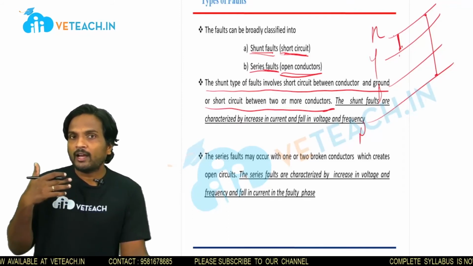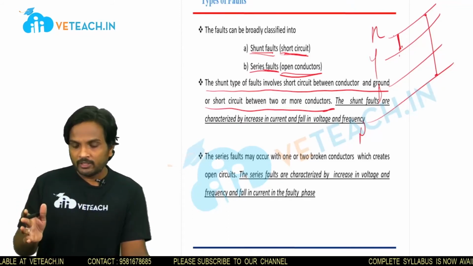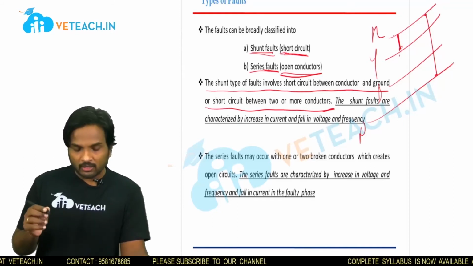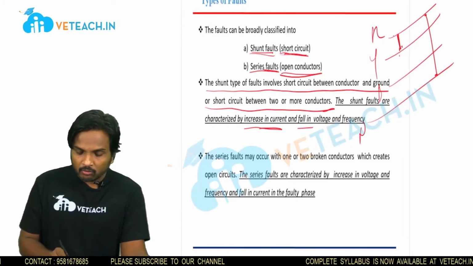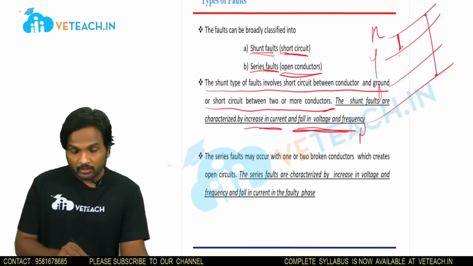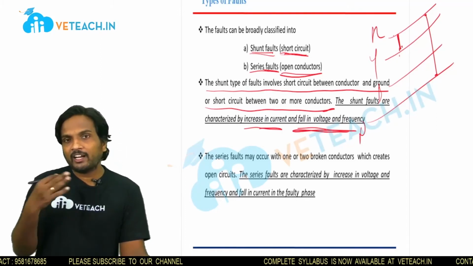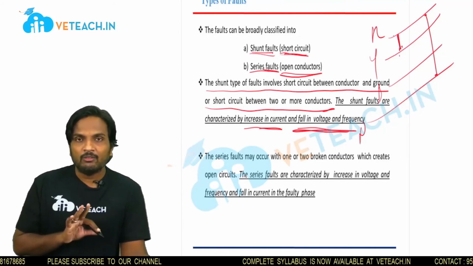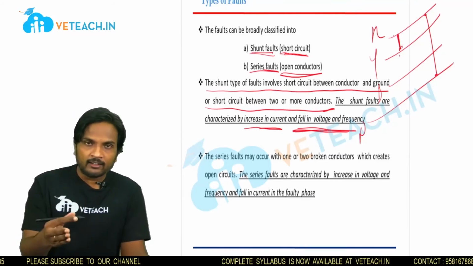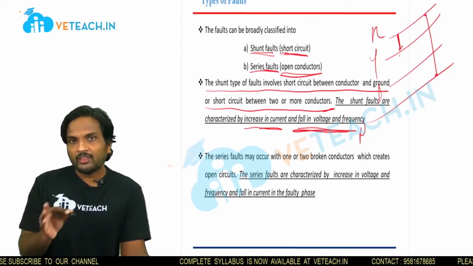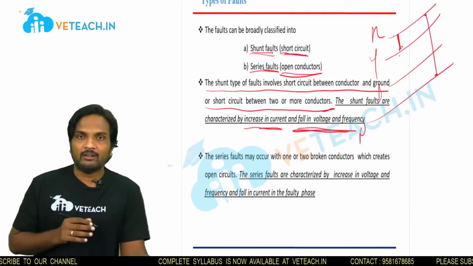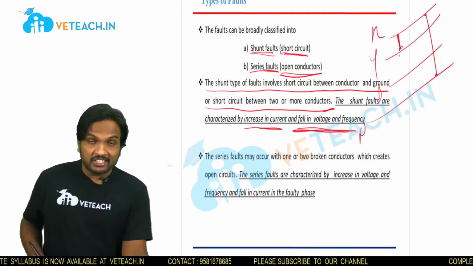And how do we identify a shunt fault? In a shunt fault there will be an increase in current, and a fall in voltage and frequency. Based on these three characteristics we can identify that the fault is a shunt fault. That is, whenever we have an increase in current and a decrease in voltage and frequency, the fault is called a shunt fault.